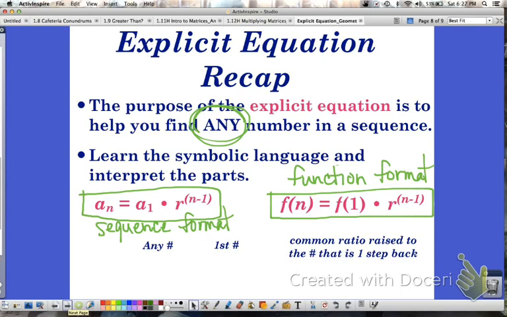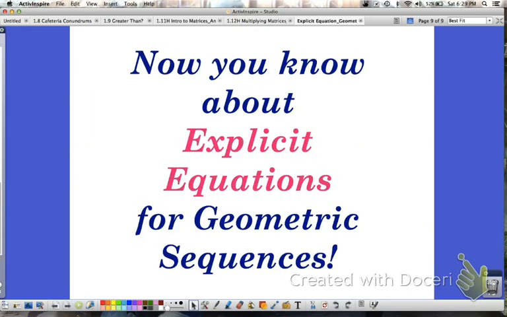They both have the equal representation. What I mean by that is the a sub n and the f of n stand for any number in the list. The a sub 1, the f of 1 stand for the first number in the list. And then the r raised to the n minus 1 power is the same for both equations. It's the common ratio raised to the number that's one step back of the one you're on. So hopefully you now know about writing explicit equations for geometric sequences. Good luck!